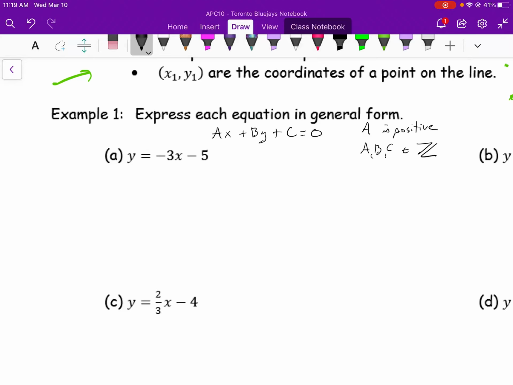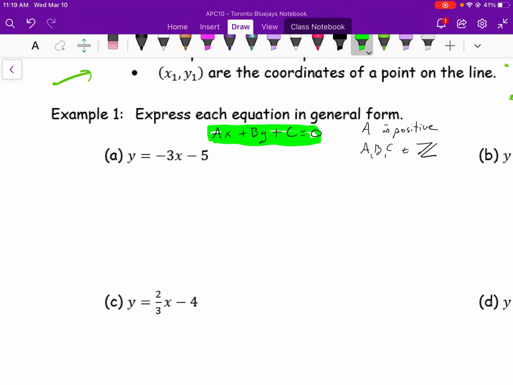Let us consider example number 1. We're going to express each equation in general form. Now, for reference, I just rewrote this. This is the general form, where ax plus by plus c are all on one side of the equation and equal to 0.